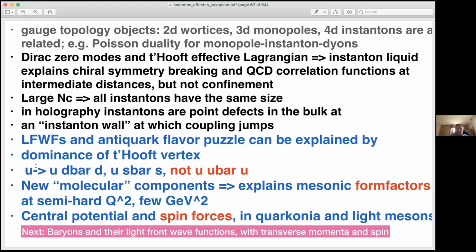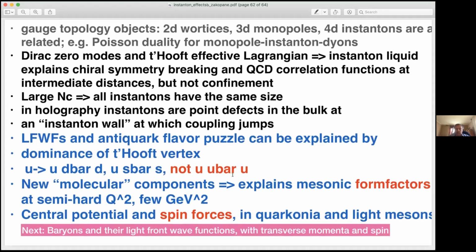I have shown one application where I go all the way to five. So I calculated the five-quark part of the nucleon, and that explains the isospin asymmetry of the sea. I'm sure it also explains the spin asymmetry of the sea. The sea is polarized, we know it from experiment. I have not calculated it because I ignore spin variables, but in principle it can be done.